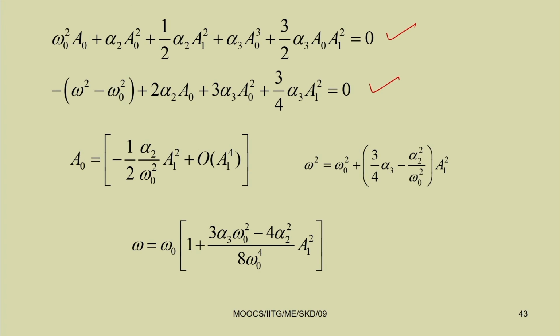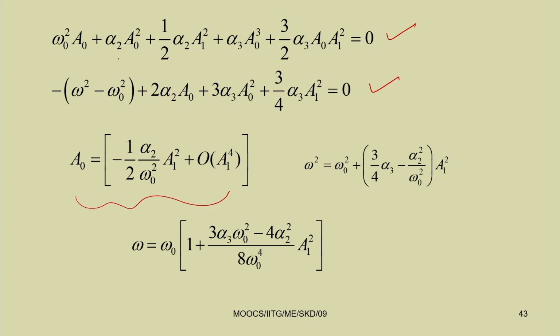So, we got this expression: minus omega square minus omega 0 square plus 2 alpha 2 a 0 plus 3 alpha 3 a 0 square plus 3 by 4 alpha 3 a 1 square equal to 0. From this you can see a 0 and a 1 are unknown, and from this expression we can get a 0 and a 1. Here we can write a 0 in terms of a 1.